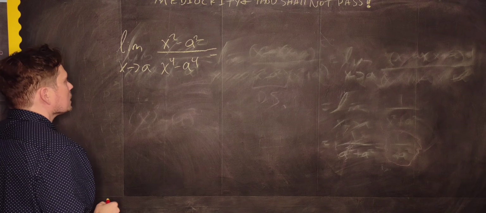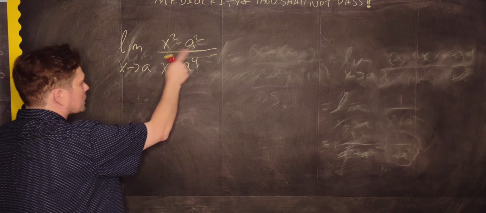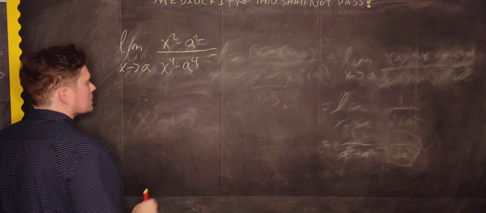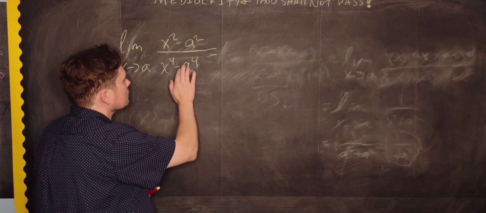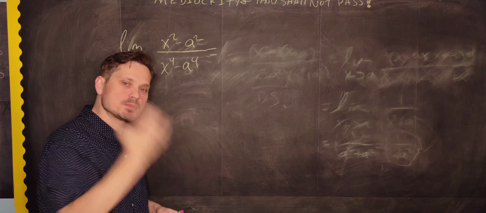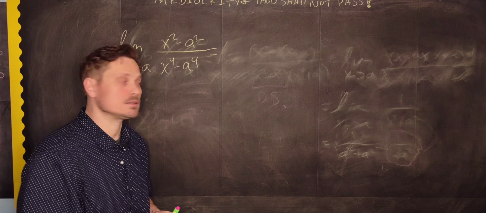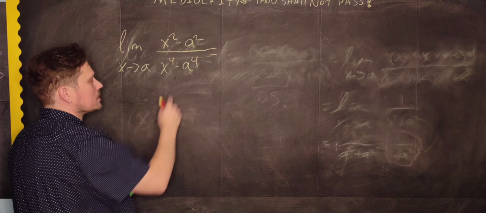So, take a look. Limit as x approaches a of x squared minus a squared over x to the fourth minus a to the fourth. Well, hopefully you can tell by looking at the nature of the expression in the numerator and denominator. These expressions are screaming to be factored, right? X squared minus a squared.